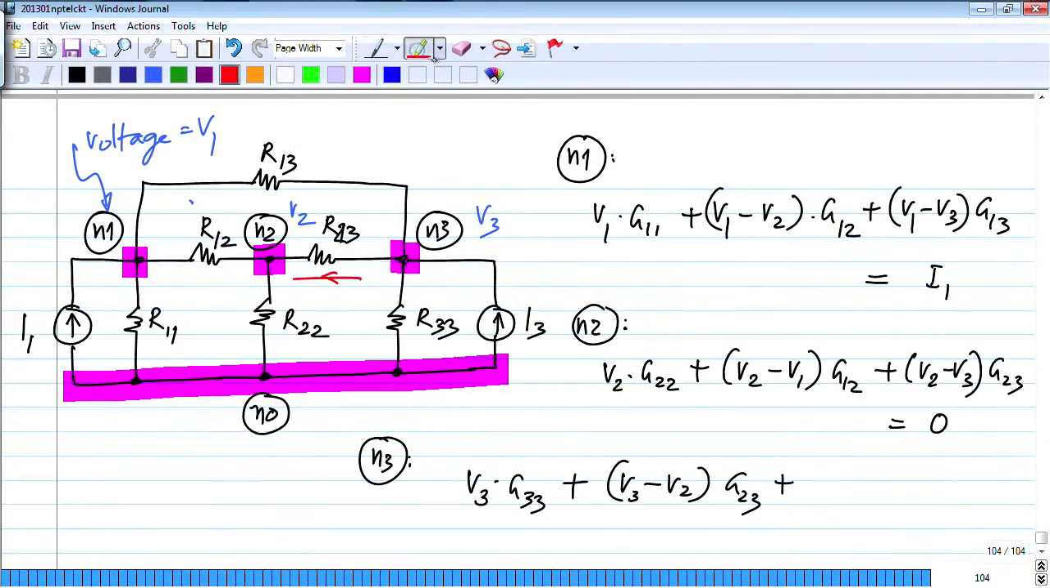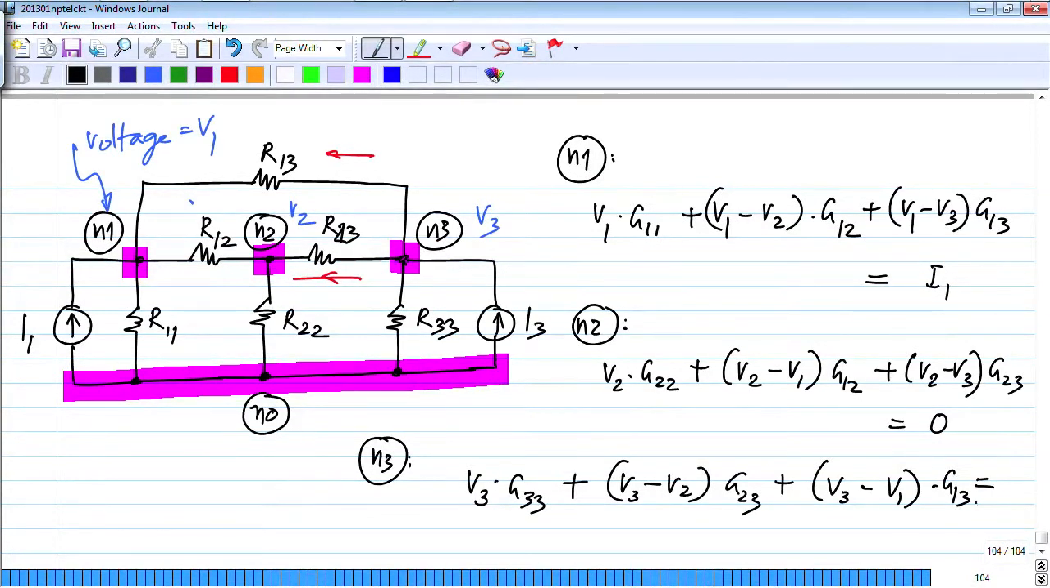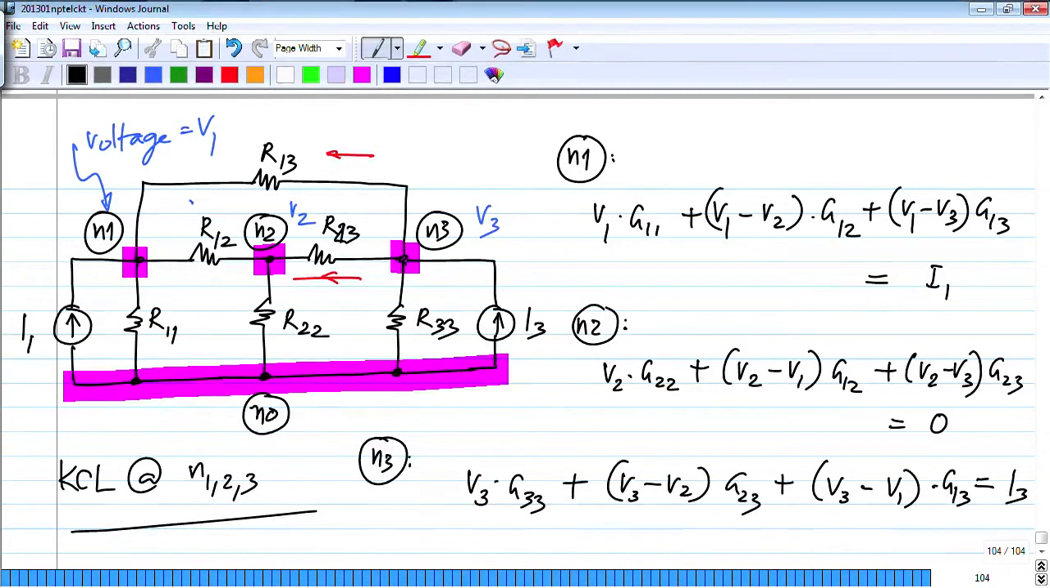Plus finally the current through R13, that is equal to V3 minus V1 times G13, and this has to be equal to total current contributed by independent current sources flowing into the node, and that is equal to I3. Okay, so basically I have written KCL at the three nodes, and I have followed the convention that I earlier described. All the independent sources on the right hand side and the variables on the left hand side, and all the variables are basically the node voltages with respect to the reference node.